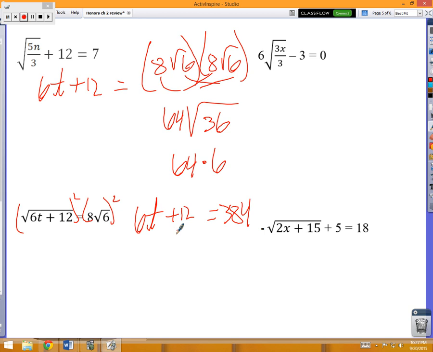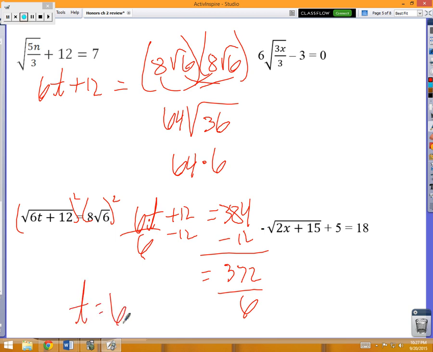So let's undo the addition. Minus 12, minus 12, and that's going to be 372. Then undo the times 6, so divide by 6, divide by 6. 372 divided by 6, we should end up t is going to equal 62. Okay, last one.